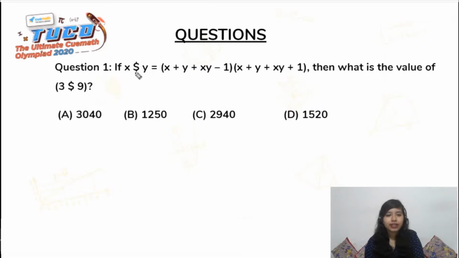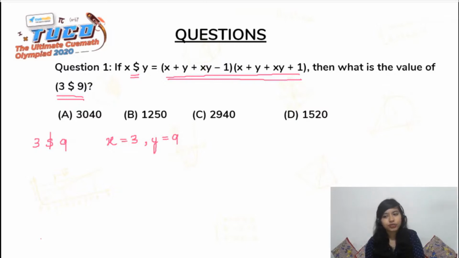If you see, this dollar sign has a significance, and the significance is given to us here. What exactly does the dollar do in terms of mathematical operation? What is the symbol trying to do? Based on our understanding of this symbol, we are going to perform the same thing here. Now we are supposed to calculate 3 $ 9. So can I consider the value of x to be 3 and the value of y to be 9? Yes, we can definitely do this.